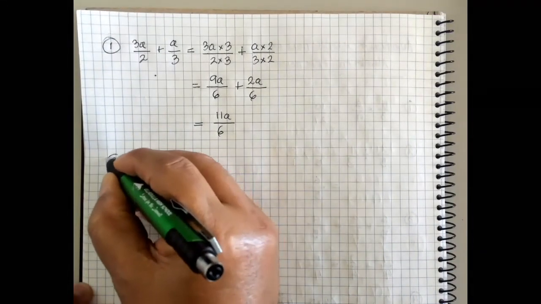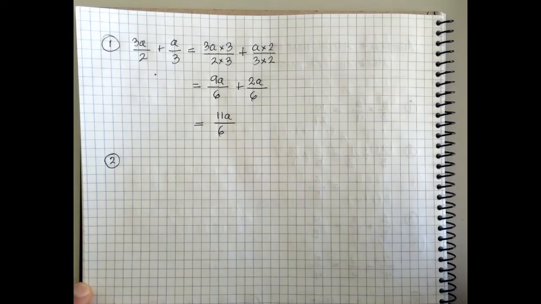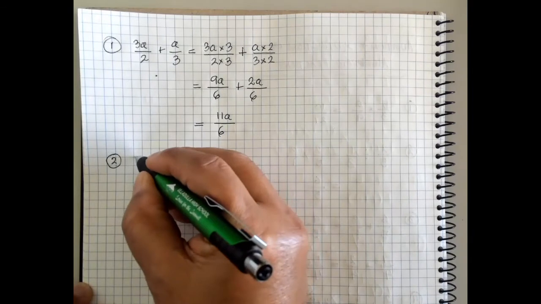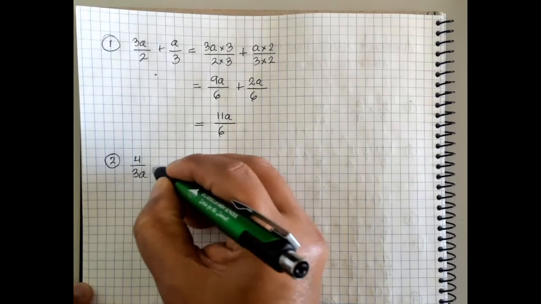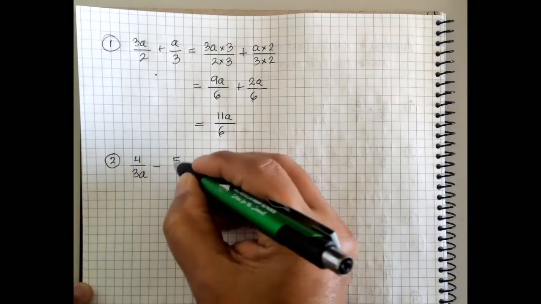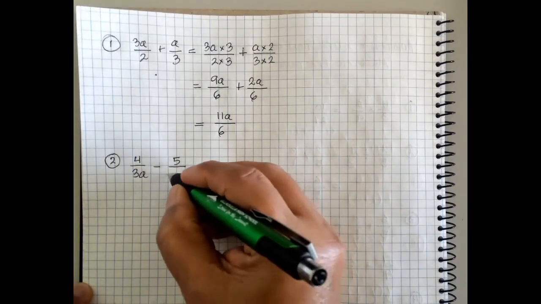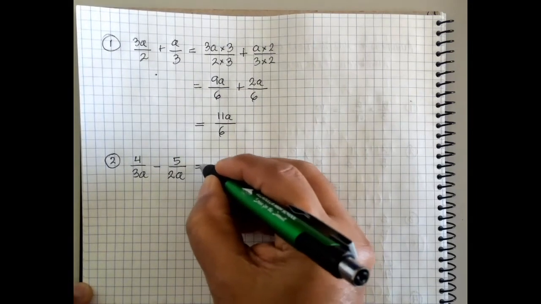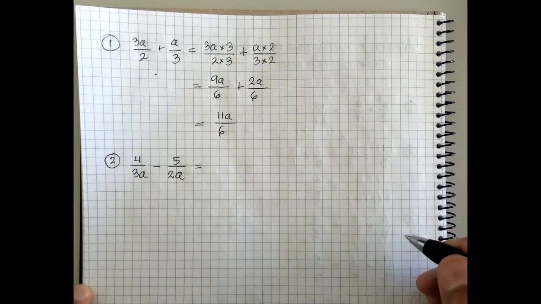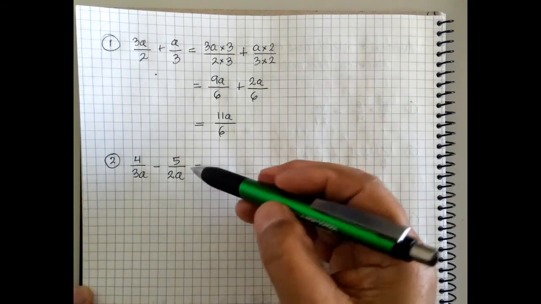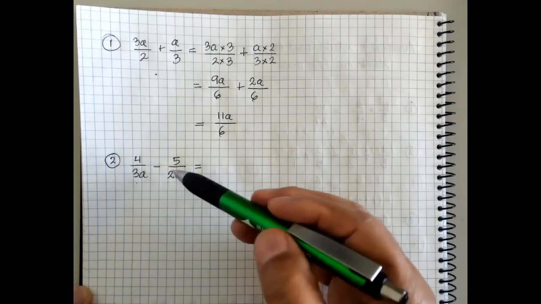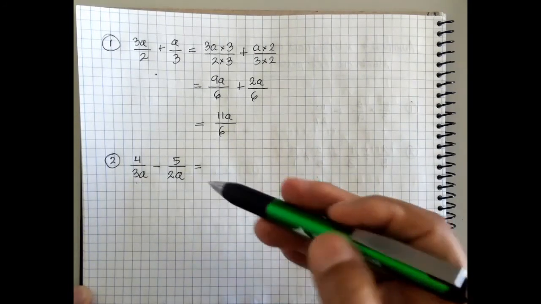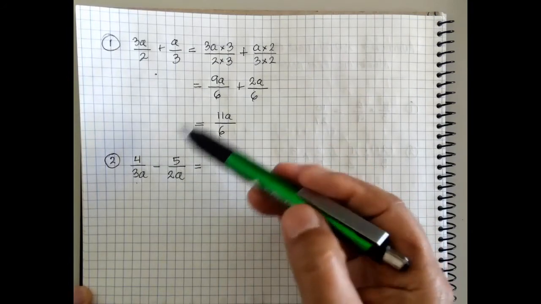Question 2. Okay, let's do this question: 4 over 3a minus 5 over 2a. All right. Okay, so in here I got 3a, and here we got 2a, and I really want to have the same bottom number. Okay, so we're going to do what we did before.